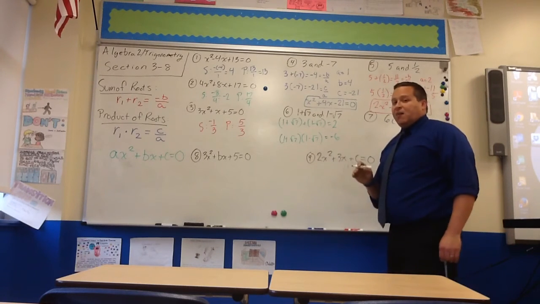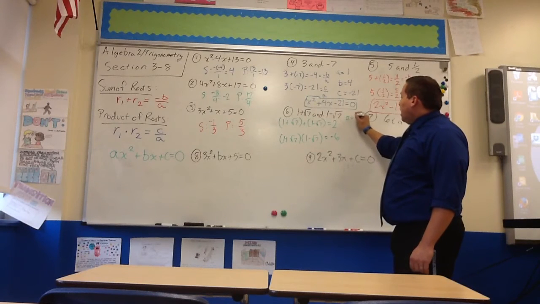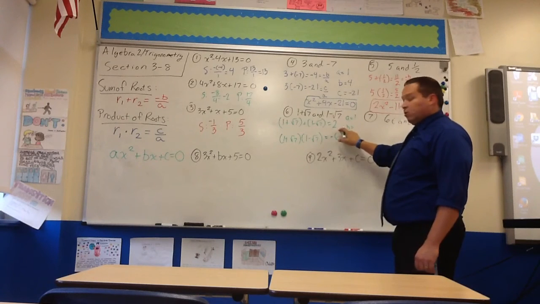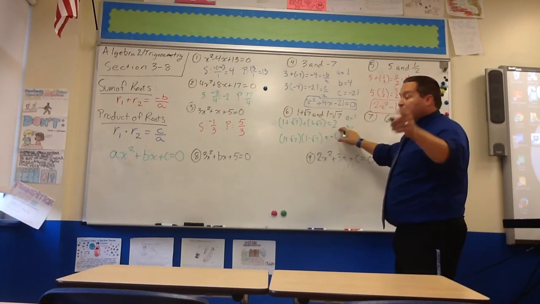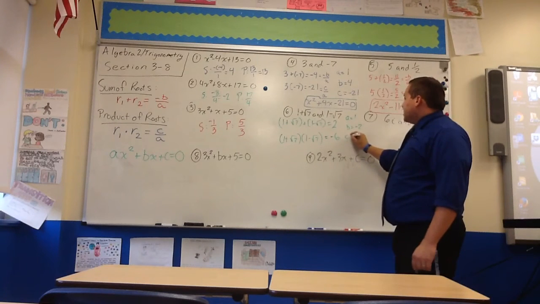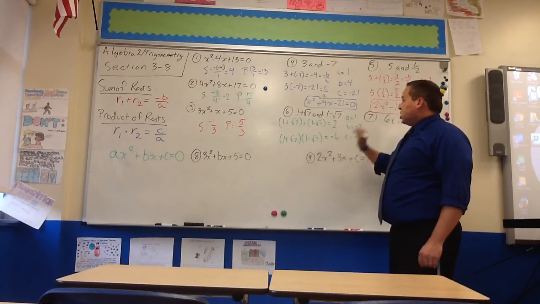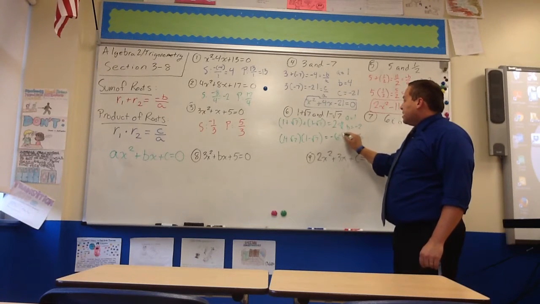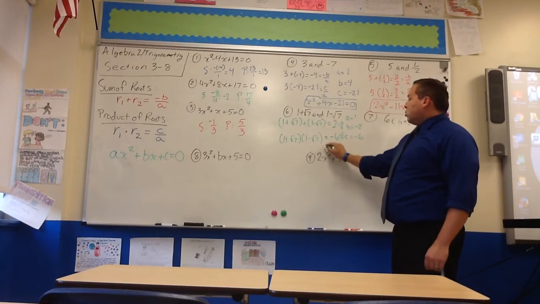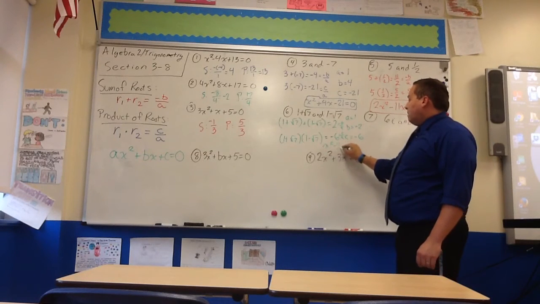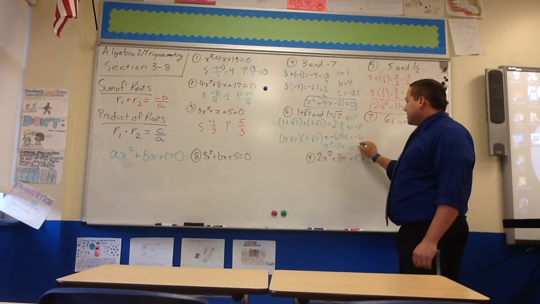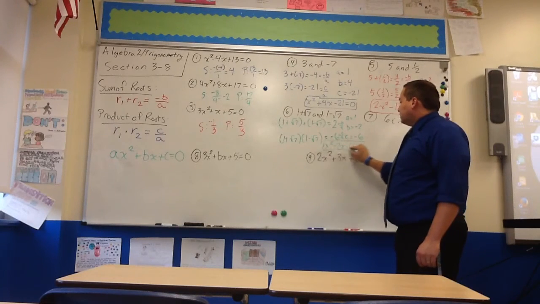Notice, no denominators. My a is 1, my b is negative 2, and my c is negative 6. Remember, again, the negation of that term, because it's the negative b over the a. It's the positive c over the a. So the equation would be x squared minus 2x minus 6 equals 0.